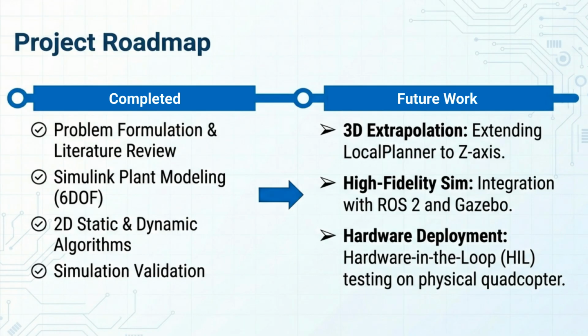So far, we have completed problem formulation, plant modeling, and 2D static and dynamic avoidance validation. Future work includes extending the planner to full 3D navigation, integrating with ROS2 and Gazebo, and deploying the system on real hardware using hardware-in-the-loop testing. This project demonstrates how model-based design in Simulink enables safe, scalable, and verifiable UAV autonomy.